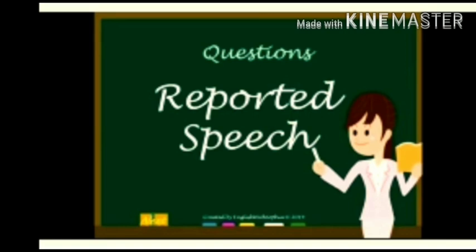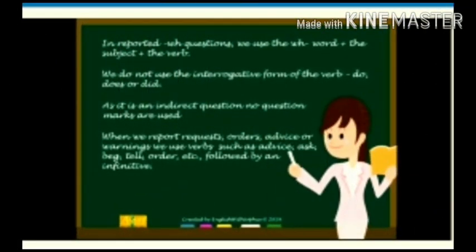Questions in reported speech. In reported WH questions, we use the WH word plus the subject plus the verb. We do not use the interrogative form of the verb do, does, or did. As it is an indirect question, no question marks are used. When we report requests, advice, or warnings, we use verbs such as advise, ask, beg, tell, order, etc., followed by an infinitive. Infinitive means using to, and we use to in the imperative sentences.